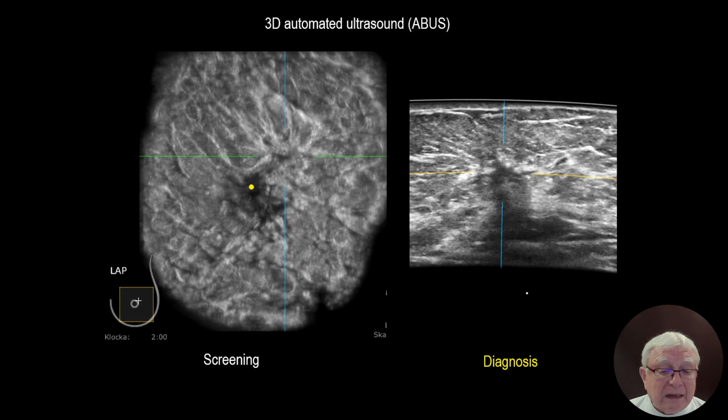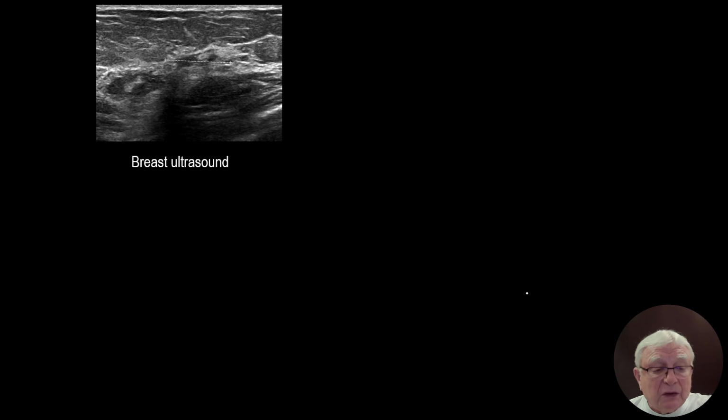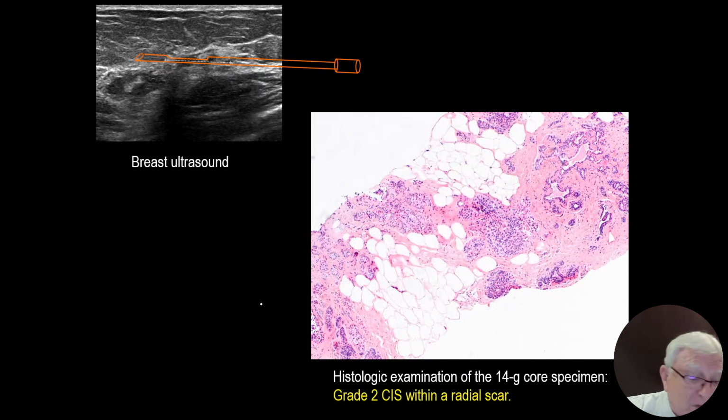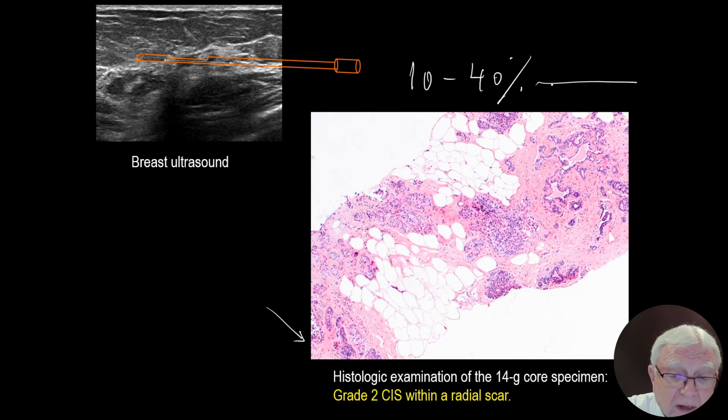Do we need the handheld ultrasound? I'd like to. Here is the handheld ultrasound. Did it help? No. So then comes the needle. The surprise is here. Not very big surprise, because we talked about it. 10 to 40% of the cases of radial scar might have some epithelial cell proliferation on the step wedge.